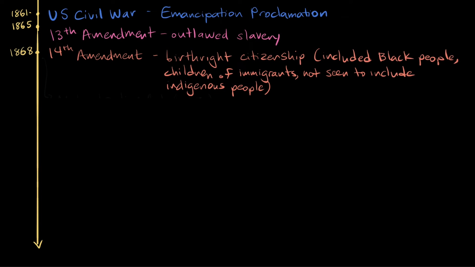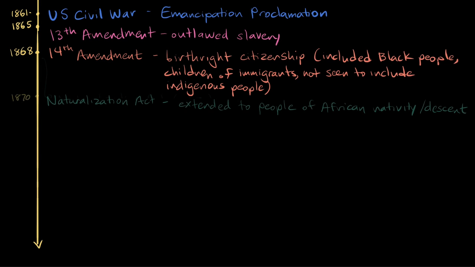In 1868, the ratification of the 14th Amendment established that all persons born or naturalized in the United States were citizens. This ensured that black people, both men and women, had citizenship, as well as the U.S.-born children of Asian immigrants. Although, again, it was still not interpreted to mean that indigenous people had citizenship at this time. In addition, a new Naturalization Act of 1870 broadened the people who were eligible for citizenship to include aliens of African nativity and persons of African descent.